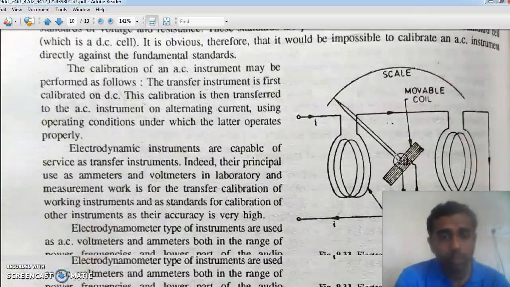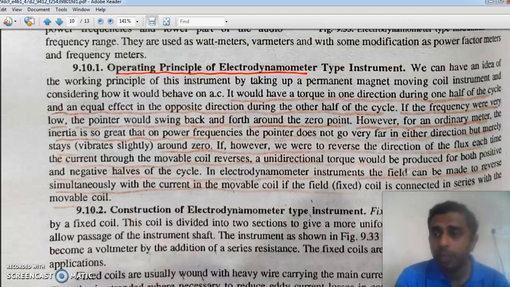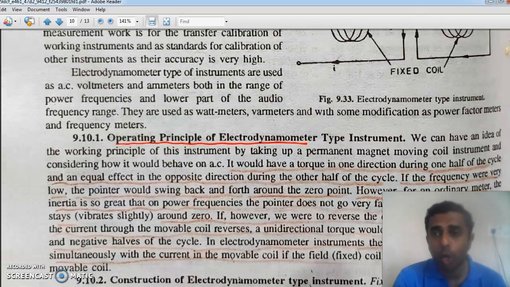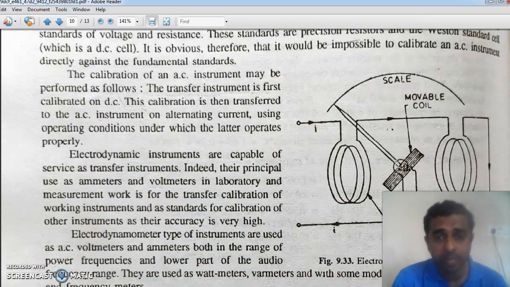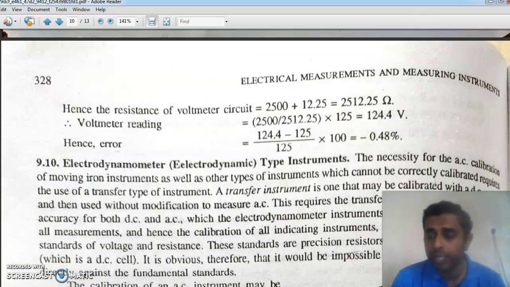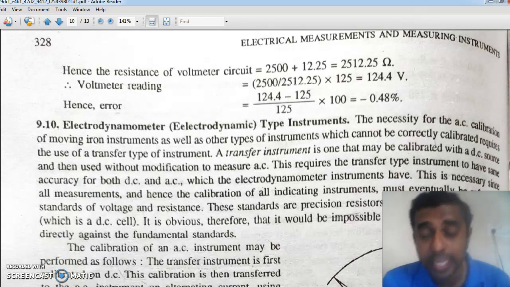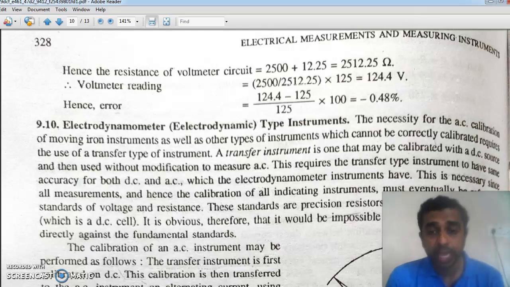So this is the theory. Electrodynamo type meters are called transfer instruments. Why are they called transfer instruments? See, calibration is required for any instrument. So these electrodynamo type instruments, or transfer instruments, can be calibrated against a DC source.